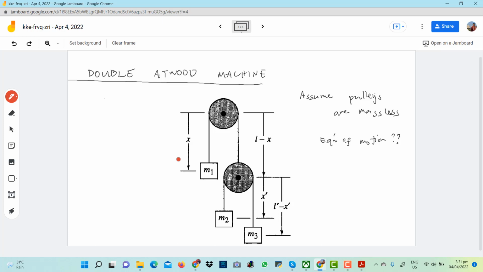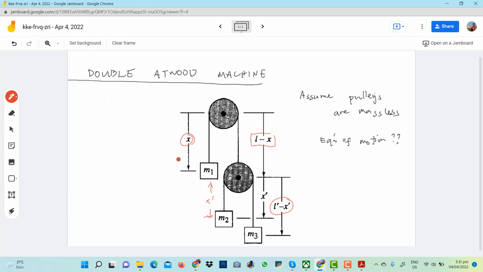So if this is x, then the second pulley is located at L minus x, okay? If this is x prime, then M3 is located at L prime minus x prime. Okay, take note, because the length of the second string is L prime, while the length of the first string is L. So take note of the distances.